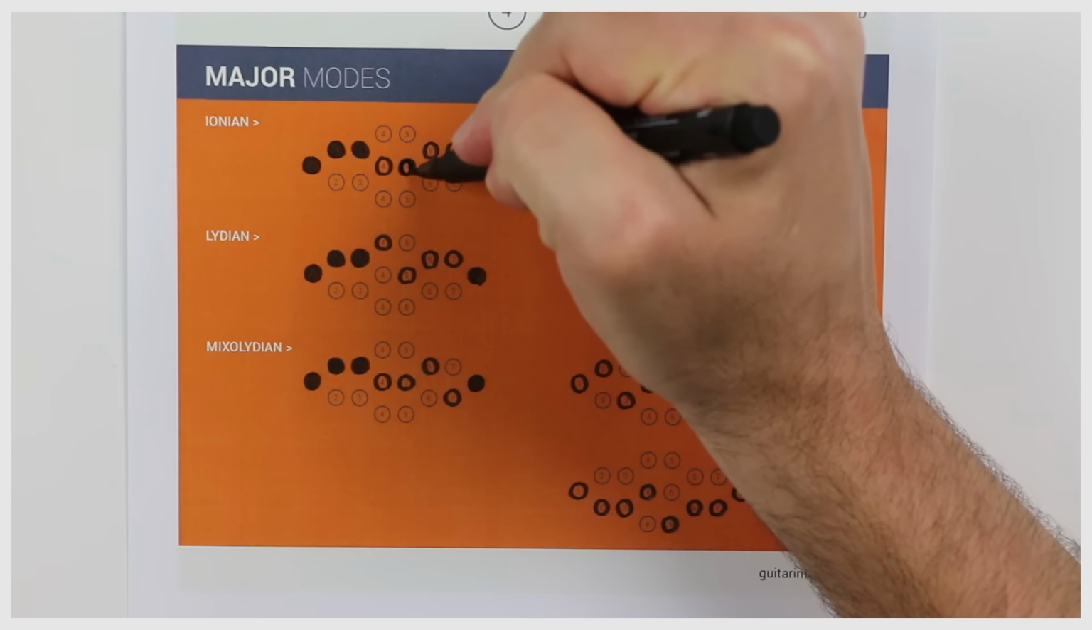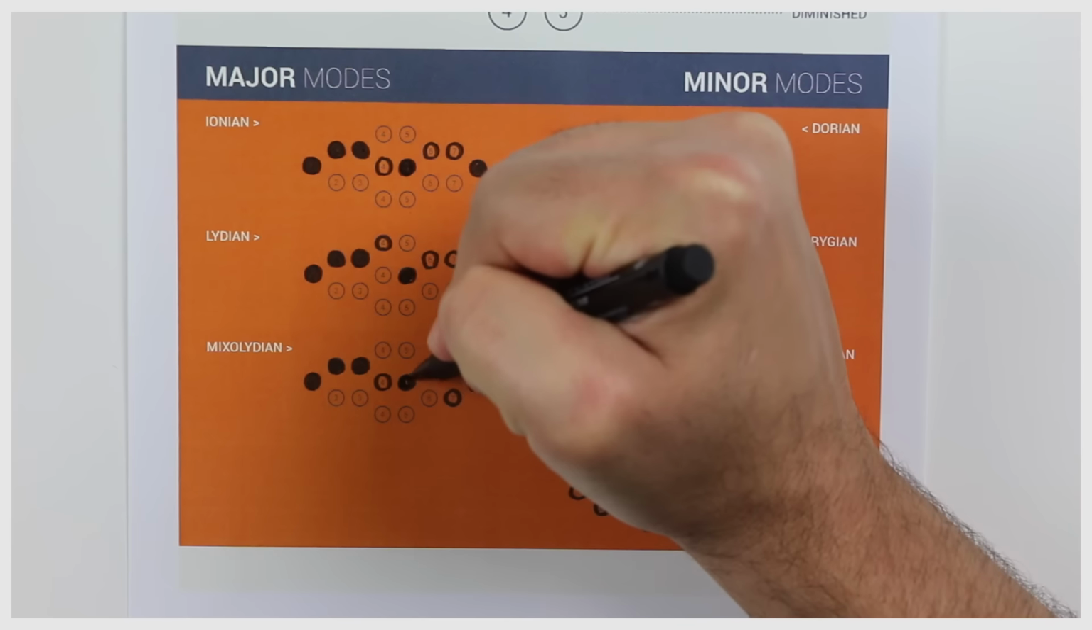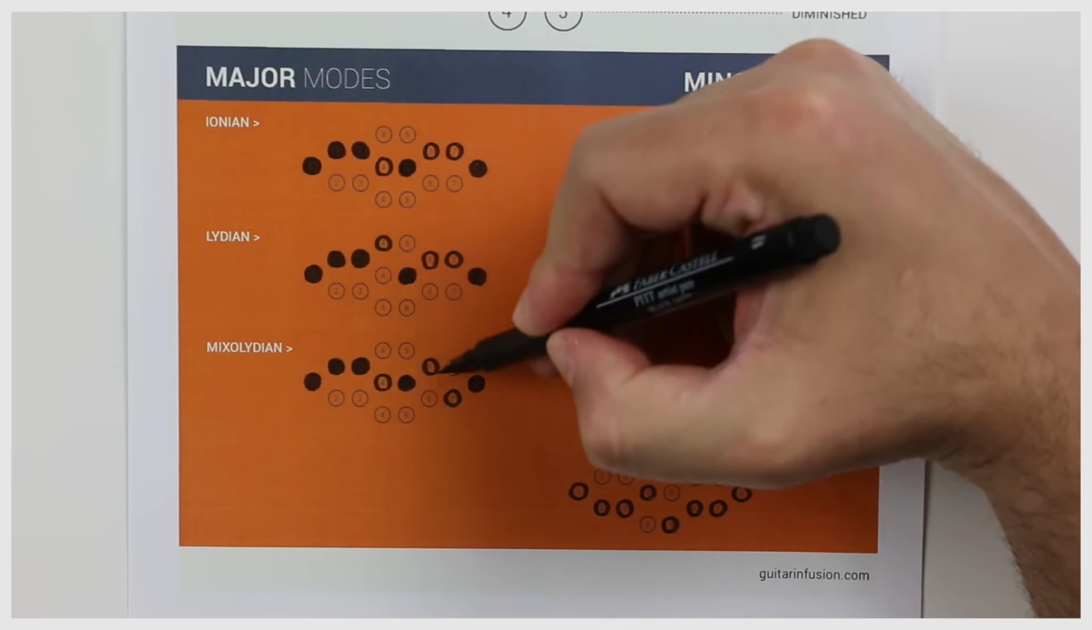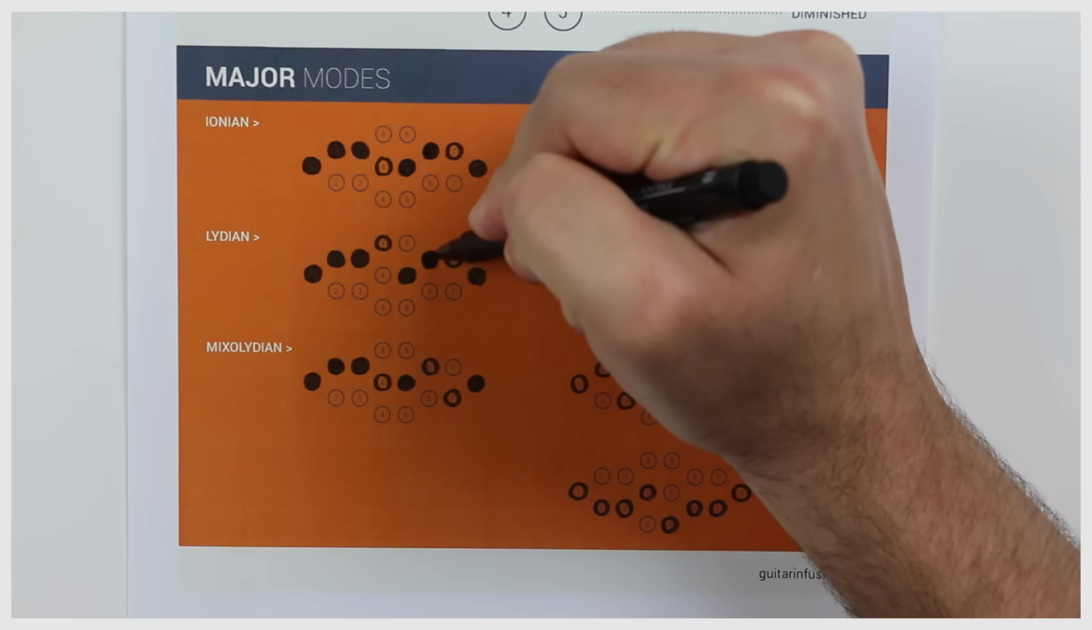So we're going to circle that perfect fifth. That's 4 notes in common, 4 letters in common between the Ionian, Lydian, and Mixolydian alphabet. Let's move on. The 6th, they're all major 6th. Great, that's another note. So we have the major 6th in the Ionian, Lydian, and Mixolydian.